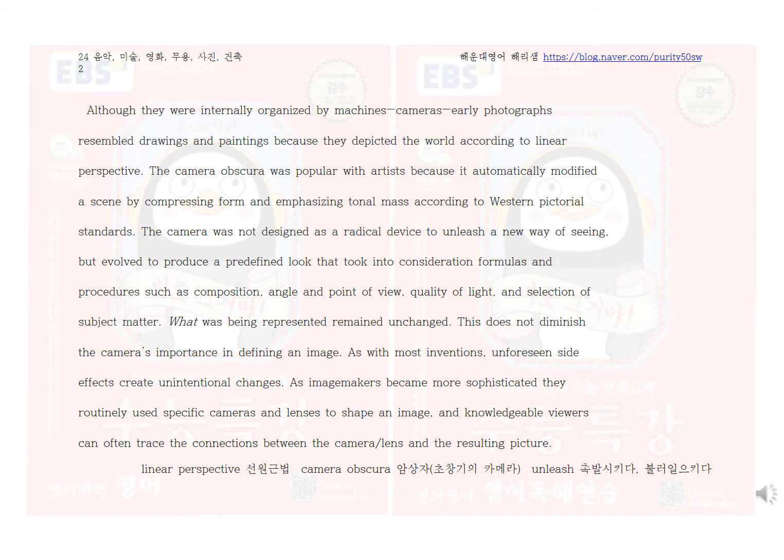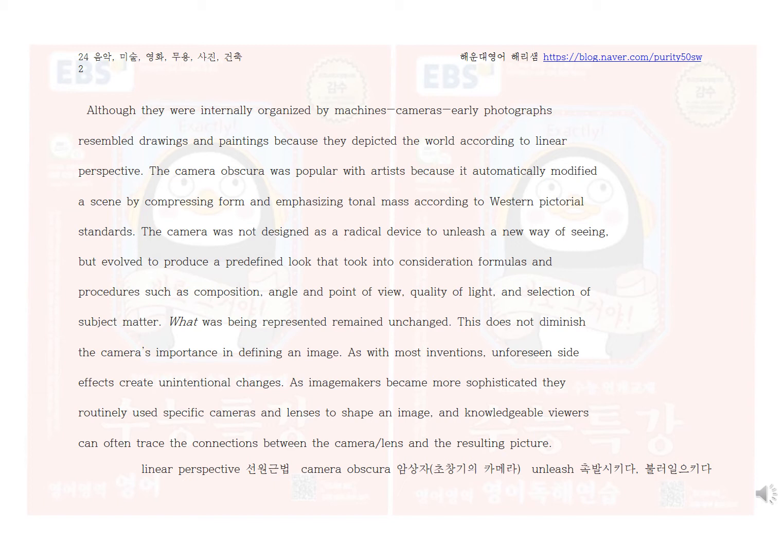The camera was not designed as a radical device to unleash a new way of seeing, but evolved to produce a predefined look that took into consideration formulas and procedures, such as composition, angle and point of view, quality of light, and selection of subject matter. What was being represented remained unchanged. This does not diminish the camera's importance in defining an image.